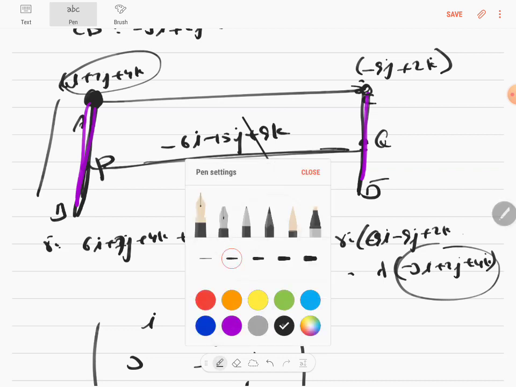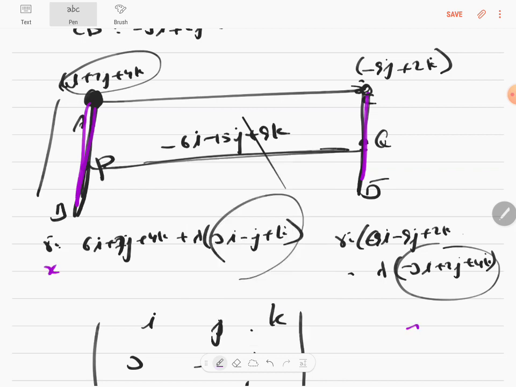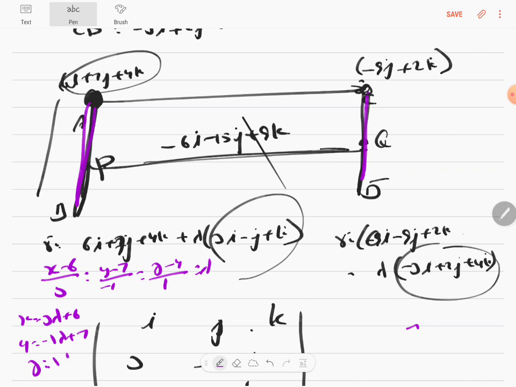The equation of this line itself is (x minus 6)/3 is equal to (y minus 7)/minus 1 is equal to (z minus 4)/1 is equal to lambda. Therefore, x is equal to 3 lambda plus 6, y is equal to minus 1 lambda plus 7, z is equal to 1 lambda plus 4. So this point here happens to be 3 lambda plus 6, minus 1 lambda plus 7 and 1 lambda plus 4.